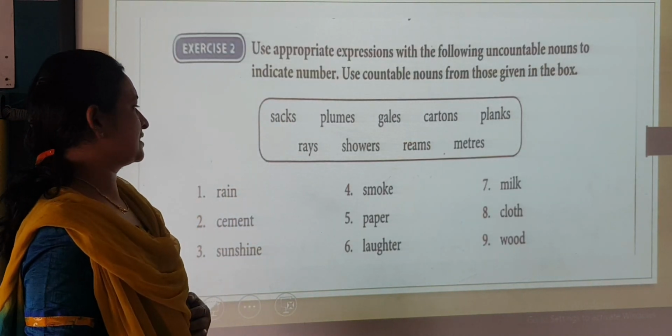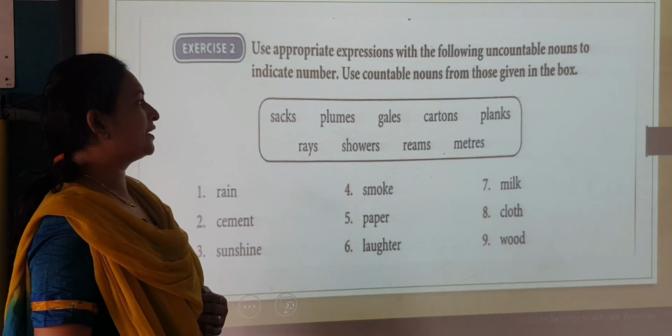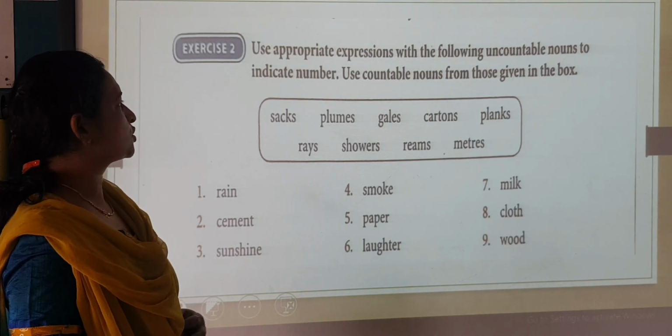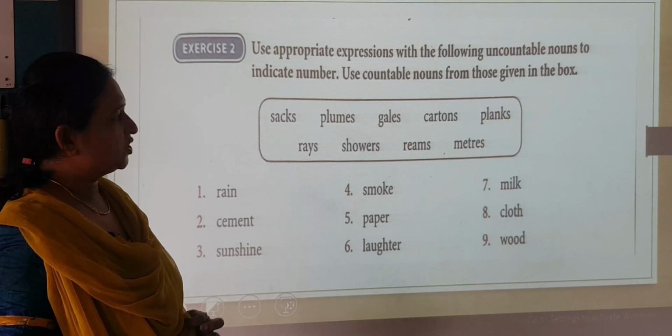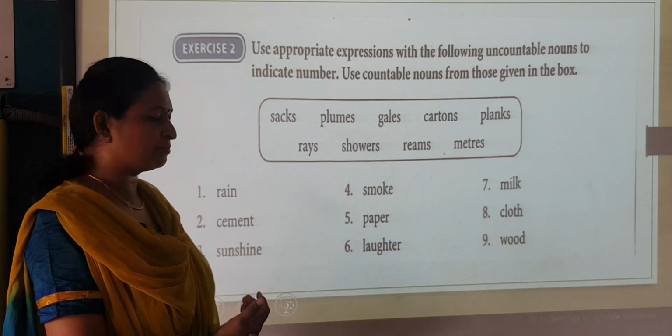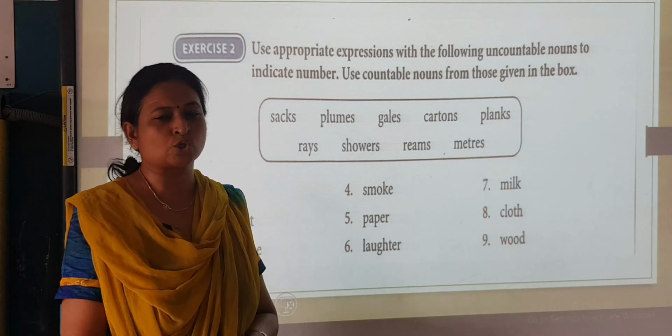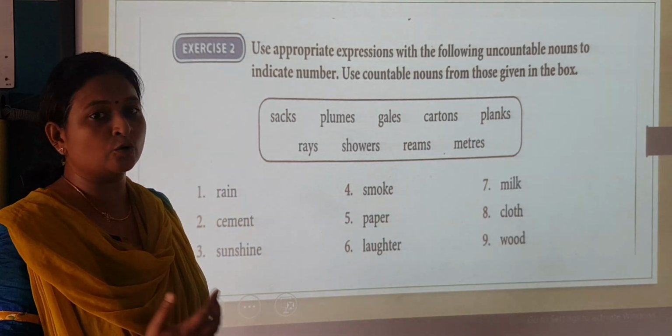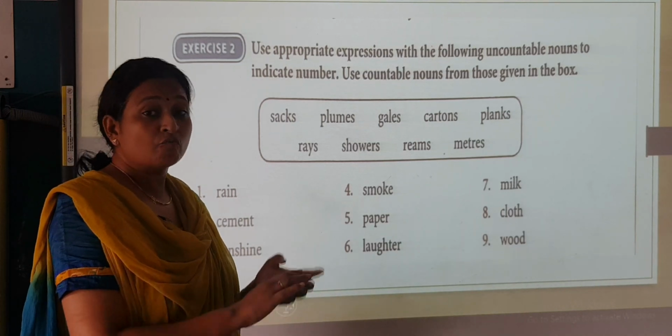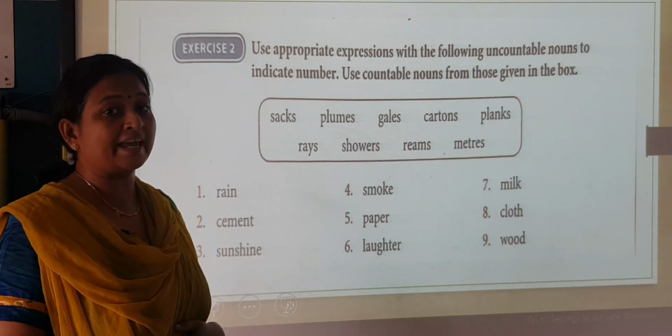Now you have exercise 2. Use appropriate expressions with the following uncountable nouns to indicate number. Use countable nouns. Now as I said, I just gave you the example, I cannot say 1 sugar, 2 sugar. I have to use a cube of sugar. The same way there is a list of words with which we have to use some expressions to make them countable.